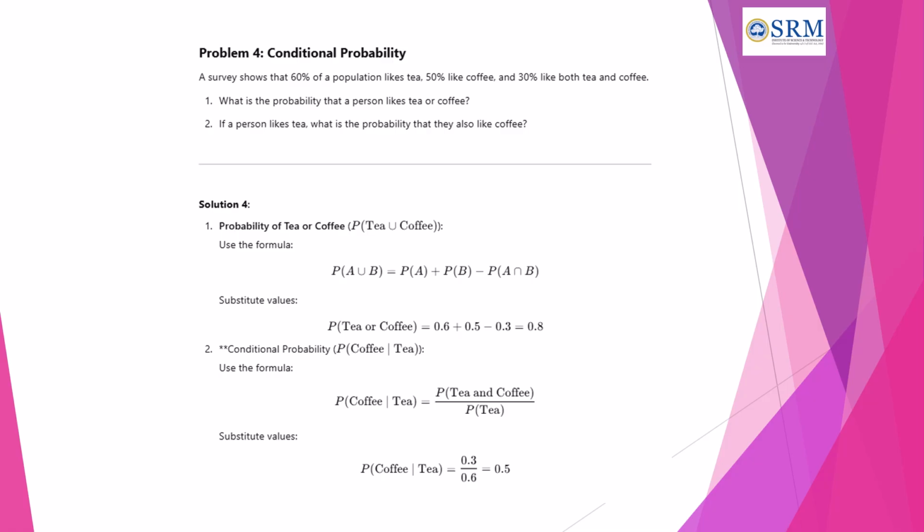The conditional probability that a person who likes tea also likes coffee is the probability of liking both divided by the probability of liking tea, which is 0.3 by 0.6, that is equal to 0.5. So there is a 50% chance that someone who likes tea also likes coffee.